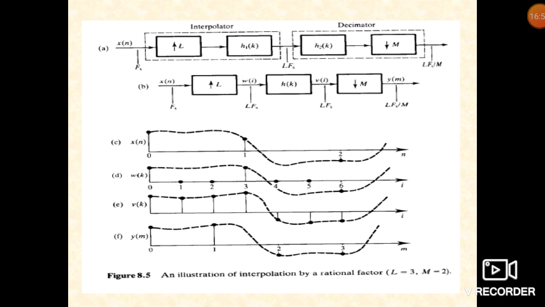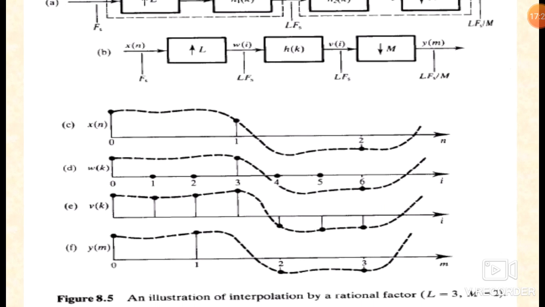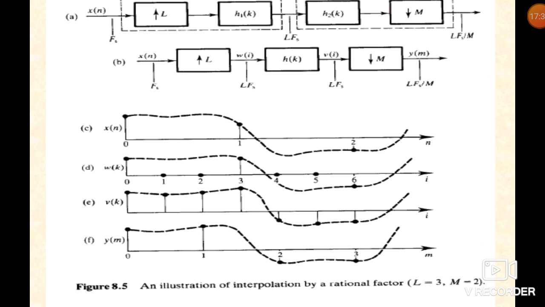And this is the example. The first graph is your x of n, and the second represents your w of k, which means the sampling rate has been increased by 3. So L minus 1, which is 2, samples have been introduced between every 2 samples. So 2 zeros have been introduced. According to this graph, by some filtering process, these zeros have been raised to relevant non-zero values.